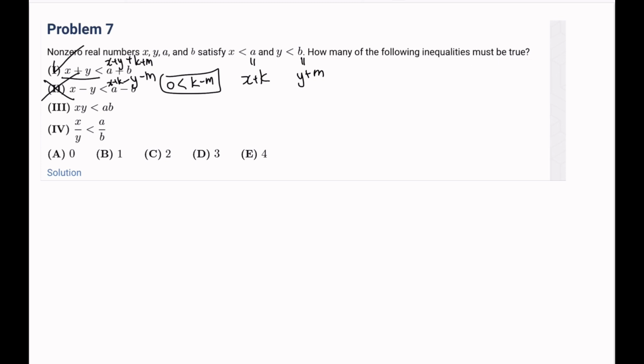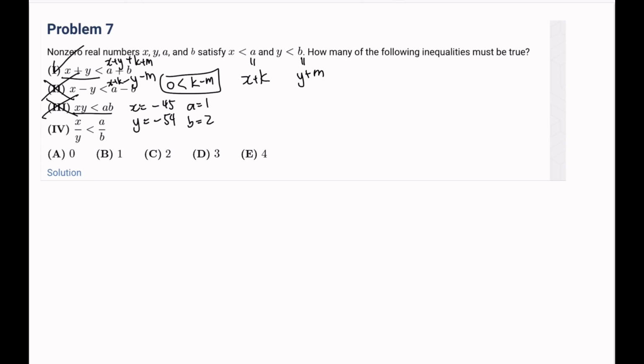Number 3, xy is less than ab. Here it said it's non-zero real numbers, right? And so it can be negative too. If x is minus 45 and a was 1, if y was negative 54 and b was 2, then this would still be okay, right? But then xy would be 45 times 54 and ab would be just 2, and so obviously this doesn't hold true for every combination, so number 3 is also wrong.